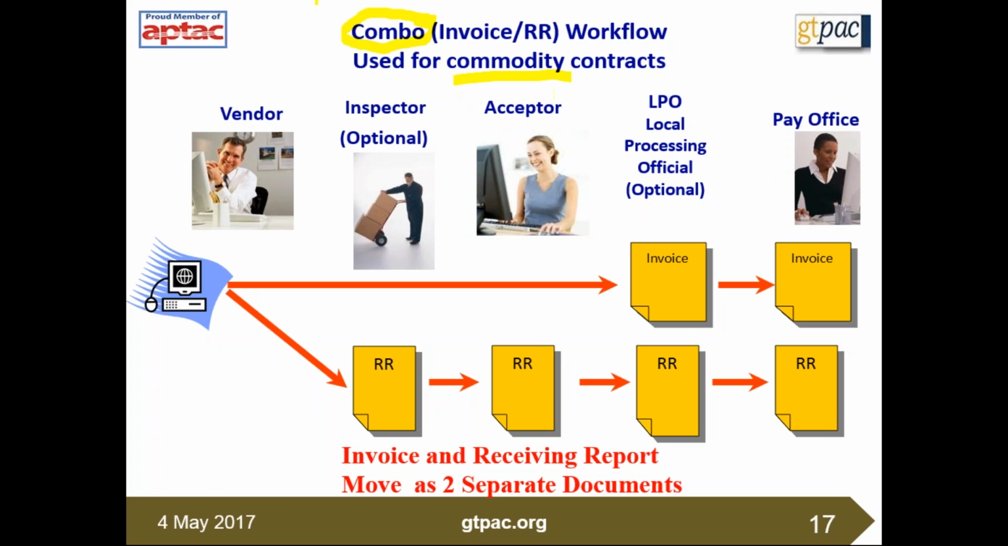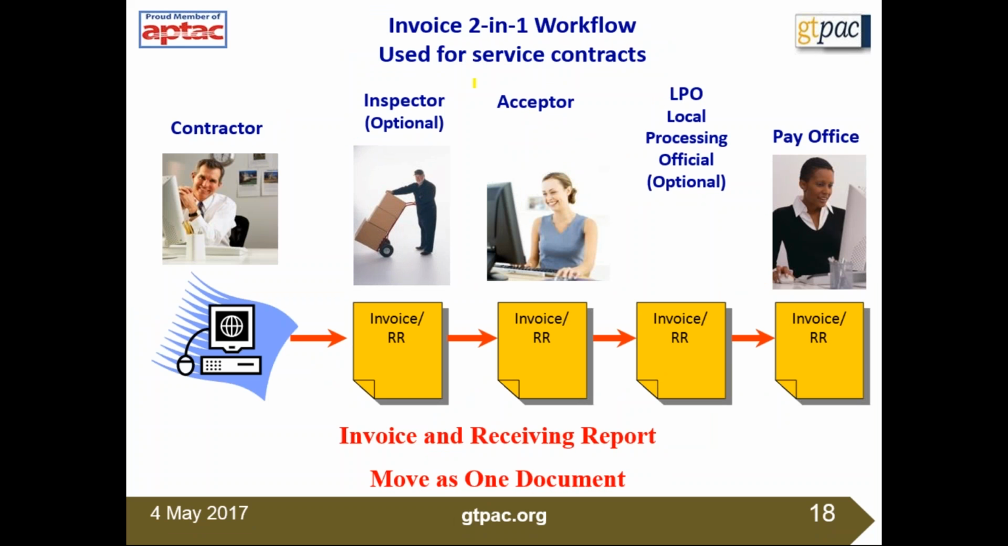You manufacture, you the vendor make parts, you deliver them, and a quality assurance type inspector looks at them, which generates an email. He or she inspects them, and then these other things take a combination. There's a two-path approach to keeping track of invoicing and the receiving reports, and they move as two separate documents. This is the 2-in-1, where those two different paths are combined into one, hence the name 2-in-1, and these are used for service contracts.